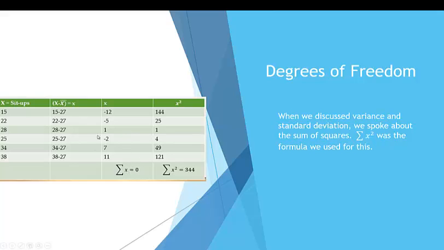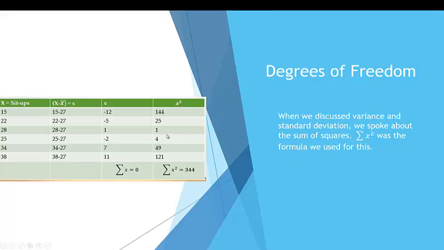So in order to figure out something to do with this, we squared all these, and that became our sum of squares. Then we divided our sum of squares by our sample size, and that gave us our variance, and ultimately by taking the square root we got a standard deviation, so that we could get an idea of how dispersed our sample set was from the mean.